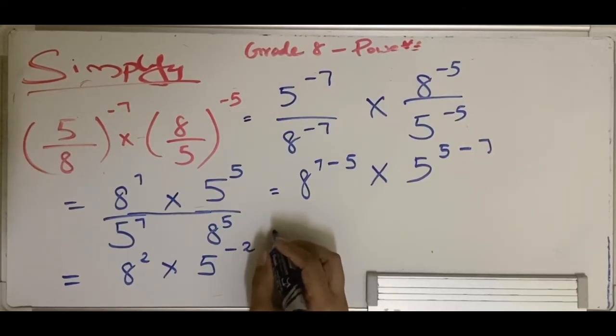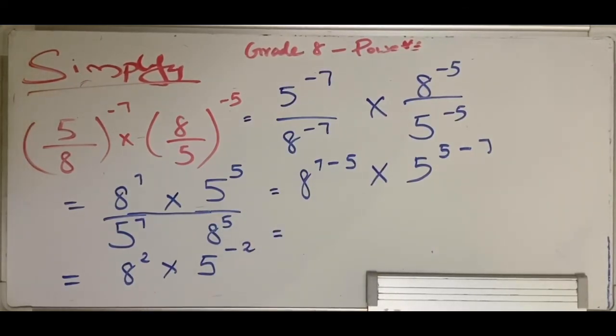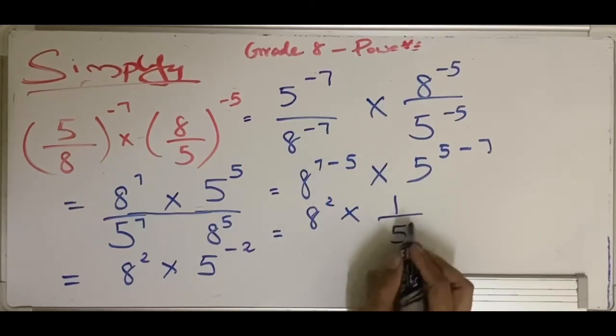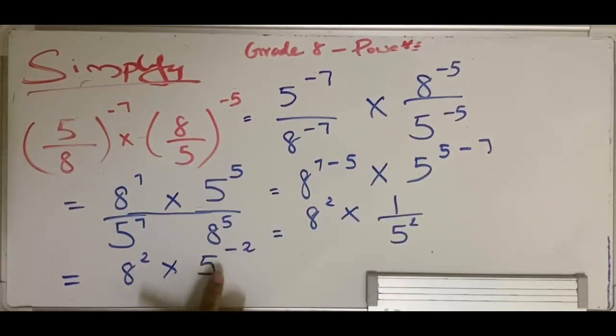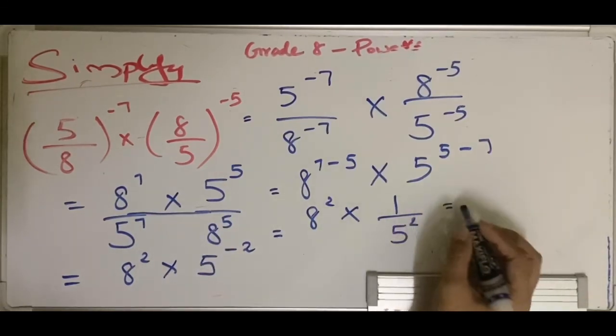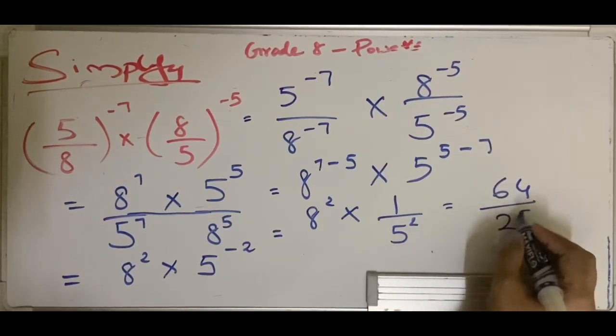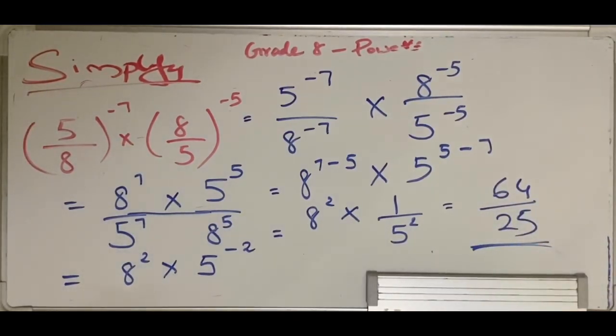So now you have 8 square times 5 raised to minus 2. And you know that in order to get rid of this negative exponent, I have to take the reciprocal of this number. So it will become 8 square multiply 1 by 5 raised to 2. Clear? Because I am taking the reciprocal in order to get rid of the negative exponent. So I have 8 square is 64 divided by 5 times 5 is 25. Hence my final answer would be 64 divided by 25.